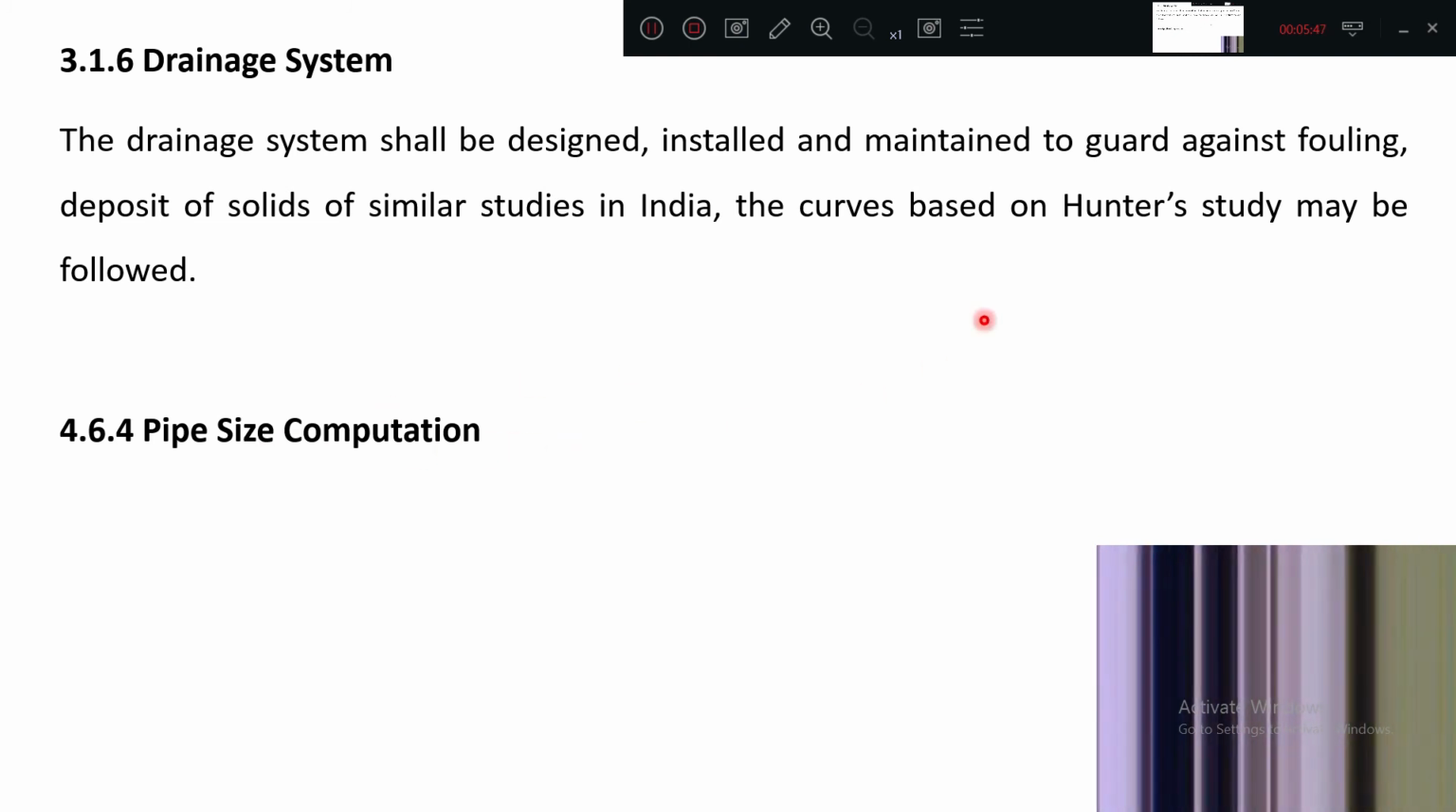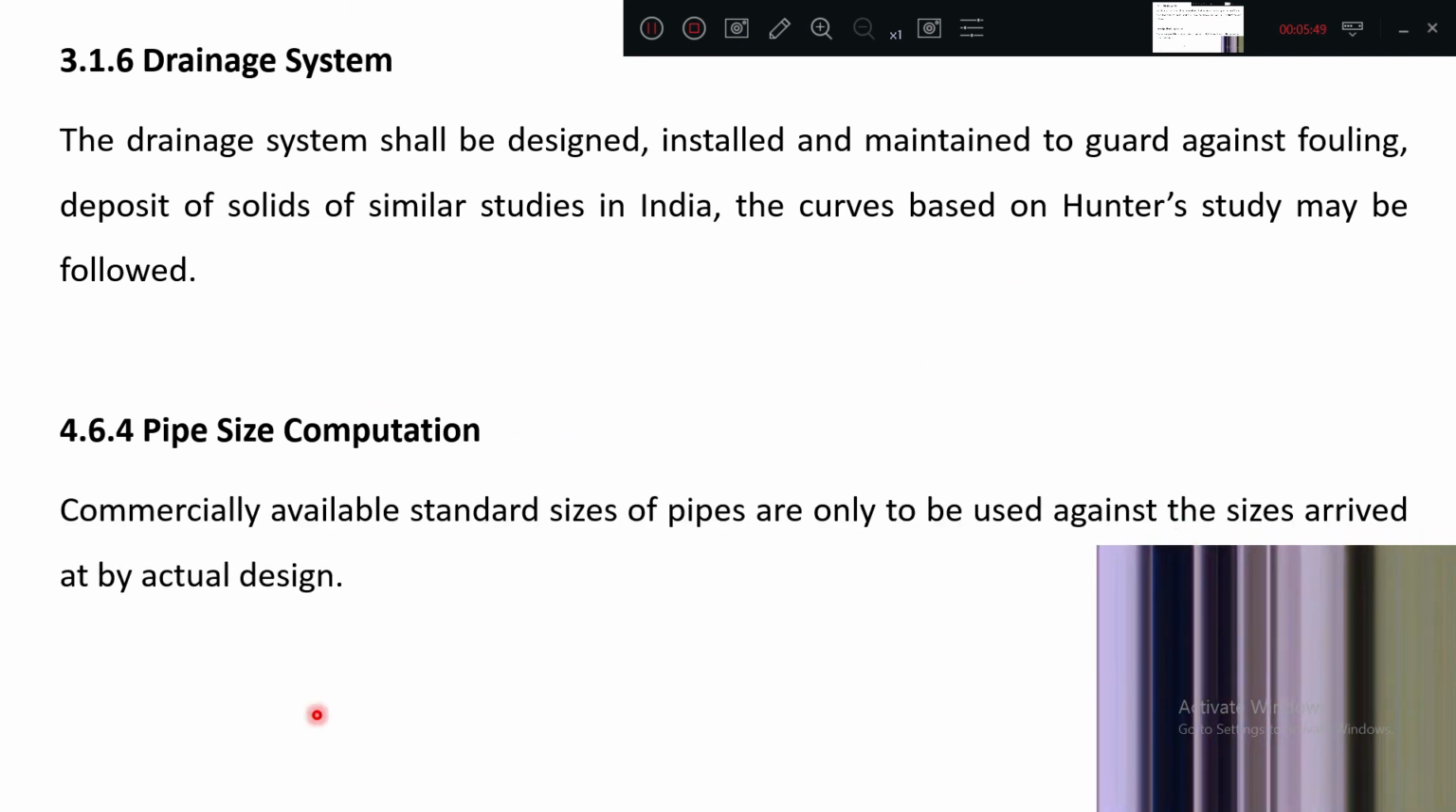Pipe size computation. How should you compute pipe size? Commercially available standard sizes of pipes are to be used against the sizes arrived at by actual design. Whatever the actual design gives as the discharge pipe size, to install that, what are the commercial sizes available? If it is a little bit more, then you can go for that one only. How to get the pipe size?